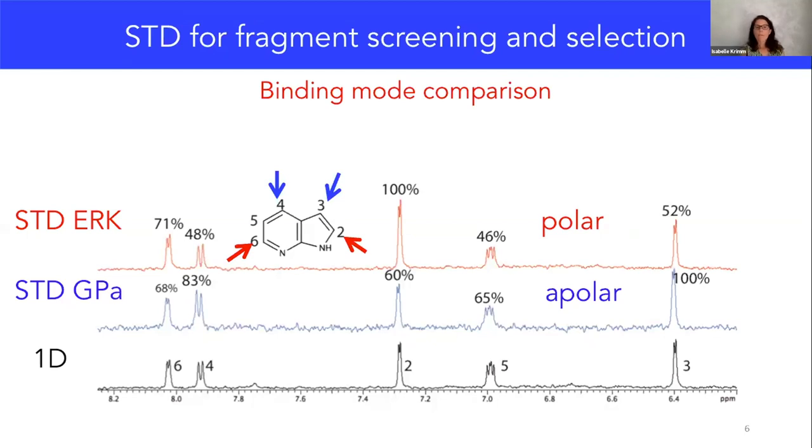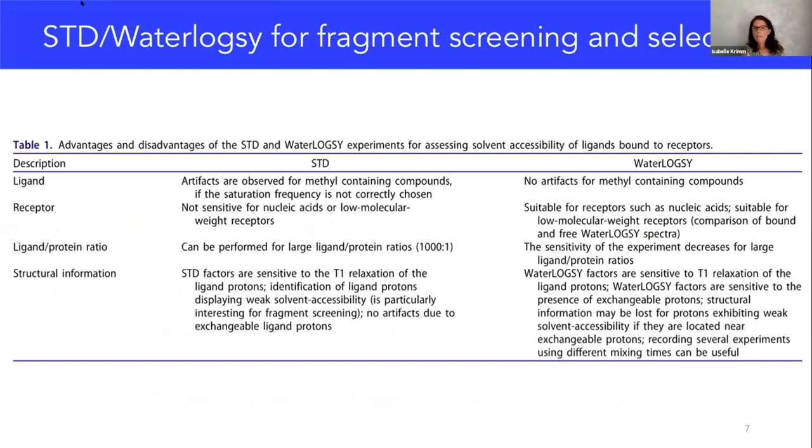So here, this is just to remind you that there are also other artifacts, both for STD and WaterLOGSY. For STD, because you will use one frequency around the methyl compounds so that the transfer of the saturation is powerful, you have to be careful that your compound does not have the same chemical shift as the resonance you will use for the STD experiments. So you have to select what is a better saturation frequency for the experiments.